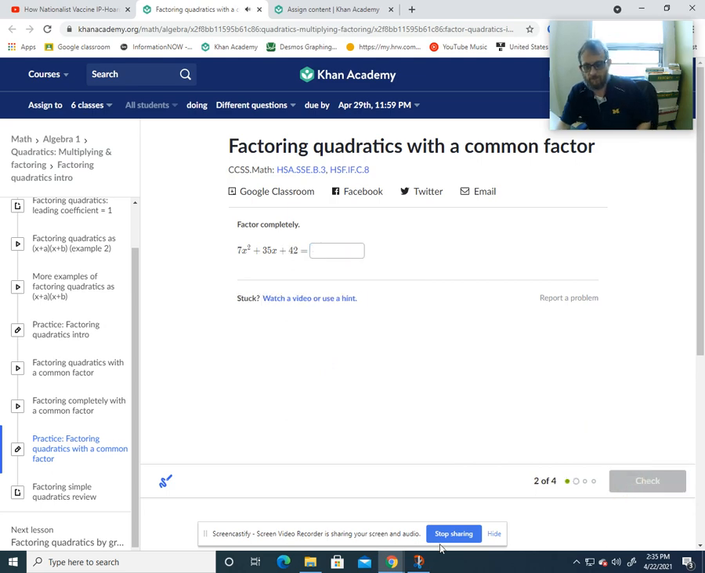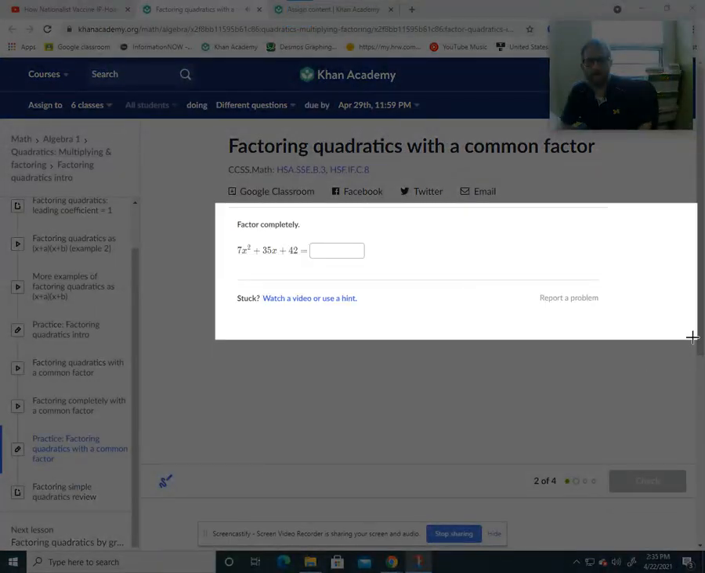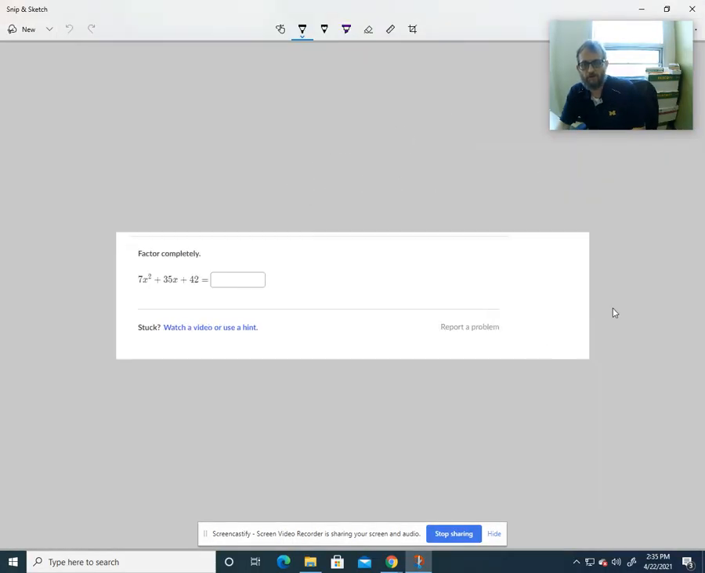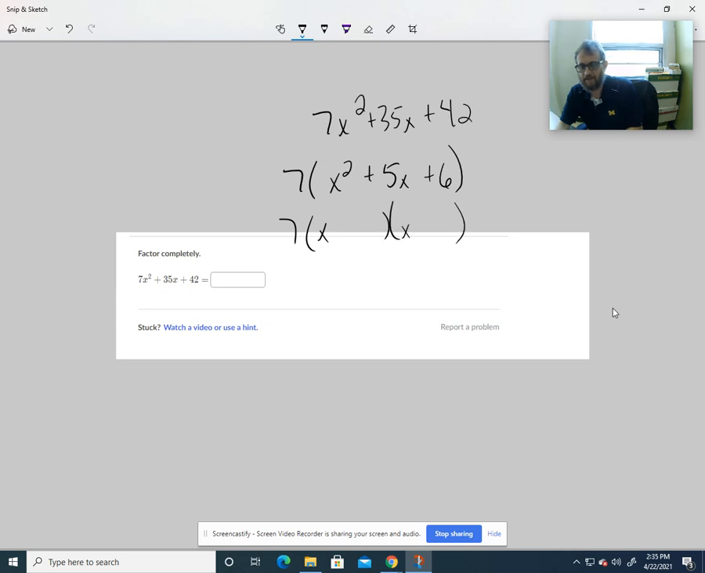All right. Next one. Again, they're setting up the same thing each time. So here's our problem: we have 7x squared plus 35x plus 42. All three of those numbers are divisible by 7. So first things first is to factor the 7 out to the front. Now we know this is going to have to be x and x. 6 is kind of nice. It's 1 and 6 or 2 and 3. There are not a lot of options there. And we need them to add to 5.